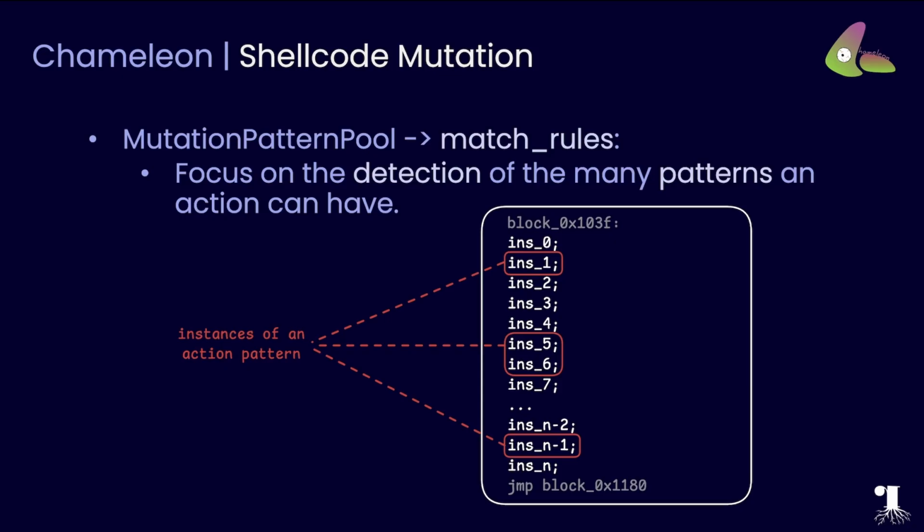For example, where we want to move a value from register B to register A, it can be done through a move, but it can also be done by pushing the source register and popping to the destination register. But you can also use an exchange instruction. There are a lot of ways you can do it. The important part is that any match rule detects each kind of these patterns and returns the index where this pattern is found within a basic block.